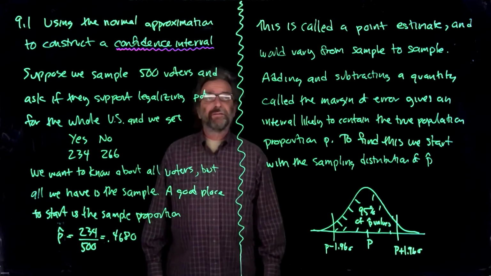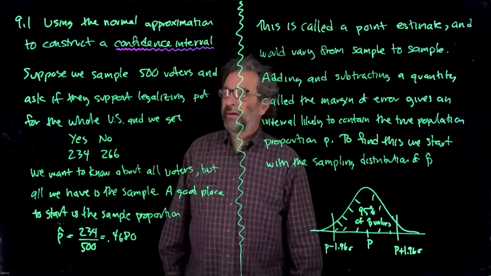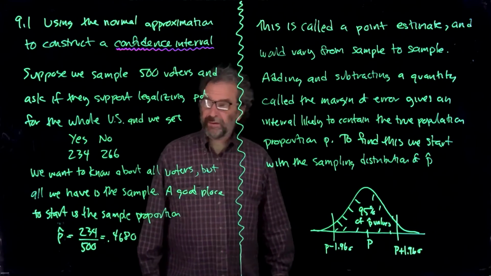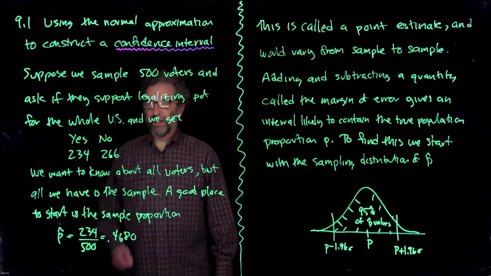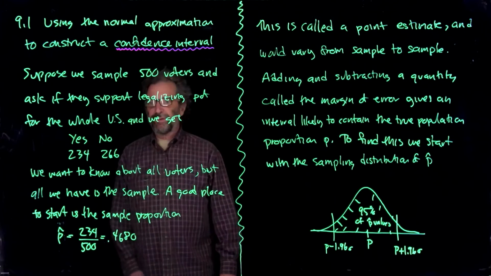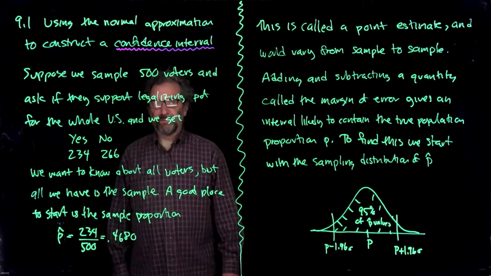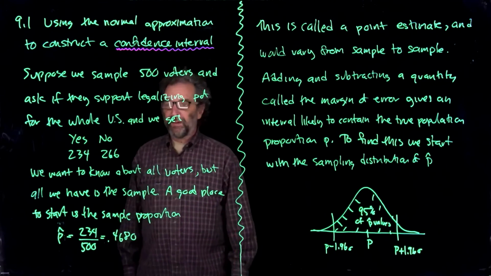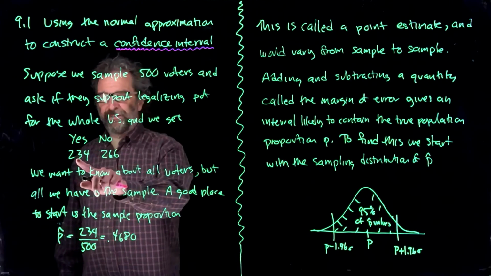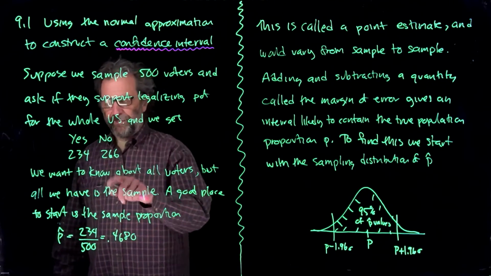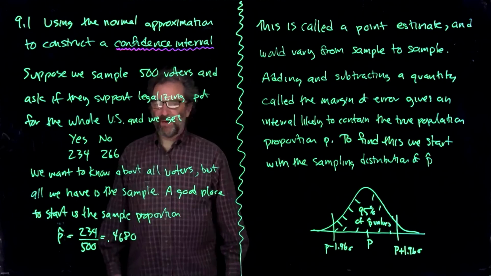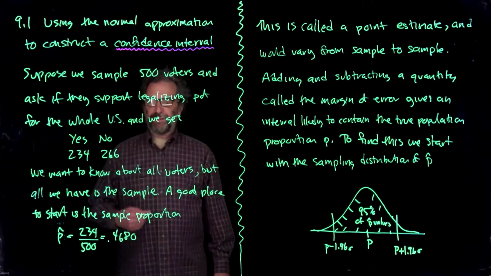So we start off with a sample of 500 voters and ask whether they support legalizing pot for the whole of the U.S. 500 is not a very big number. And suppose we get 234 said yes and 266 said no. We'd like to know the proportion of all voters, but all we have is this sample.